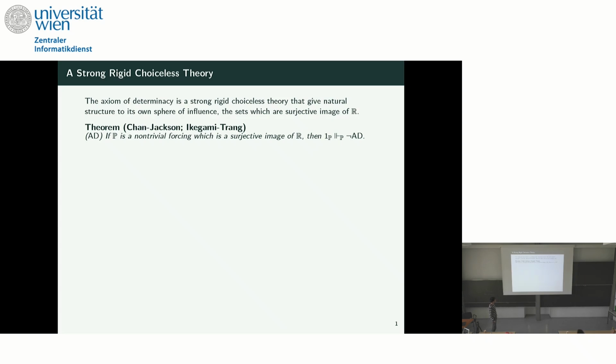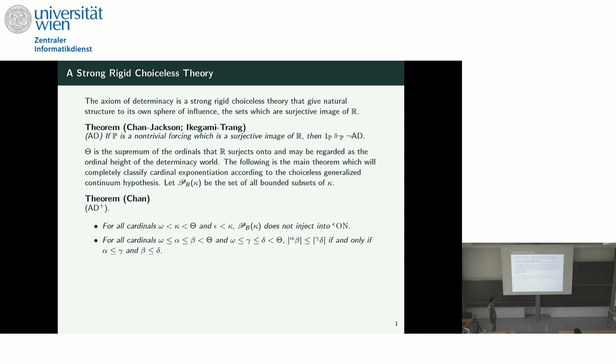AD is special in that it can settle combinatorial questions that, with the axiom of choice and even large cardinals, you can't necessarily settle. The one we'll be talking about today is cardinal exponentiation. Let theta be the supremum of the ordinals that R surjects onto, so it can naturally be regarded as the ordinal height of the determinacy world.